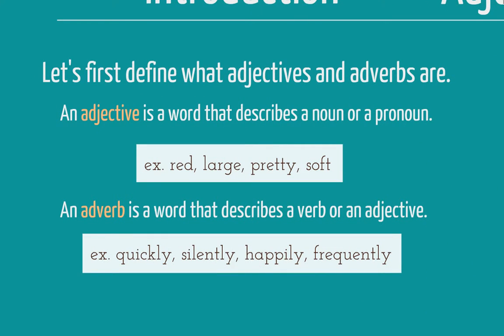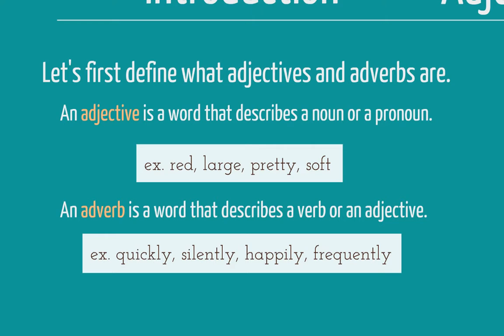An adjective is a word that describes a noun or a pronoun. Examples of adjectives are red, large, pretty, and soft. Notice that all of these words describe an object. On the other hand, an adverb is a word that describes a verb or an adjective. Examples of adverbs are quickly, silently, happily, and frequently. Notice that all of these words can describe an action.